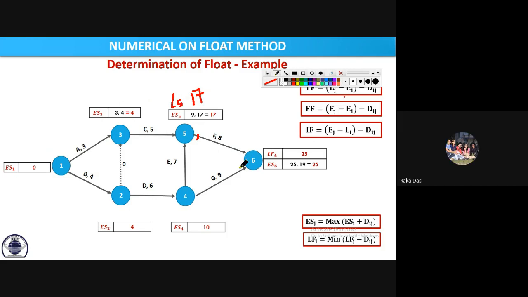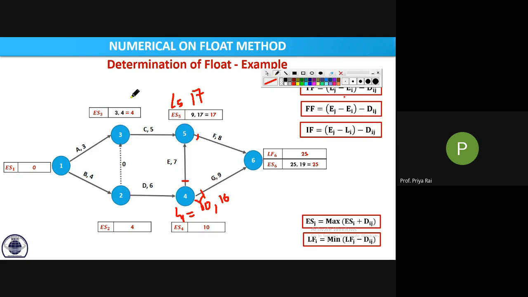Yes, ma'am. Now we will go to 4. Tell me, L4 will be how much? How many values? 2 tails, so 2 L values. One coming from 6, one from 5. Very good. So this will be 10. Where is 10 coming from? 17 minus 7, 10. And here it will be 25 minus 9, 16. So the minimum is 10.